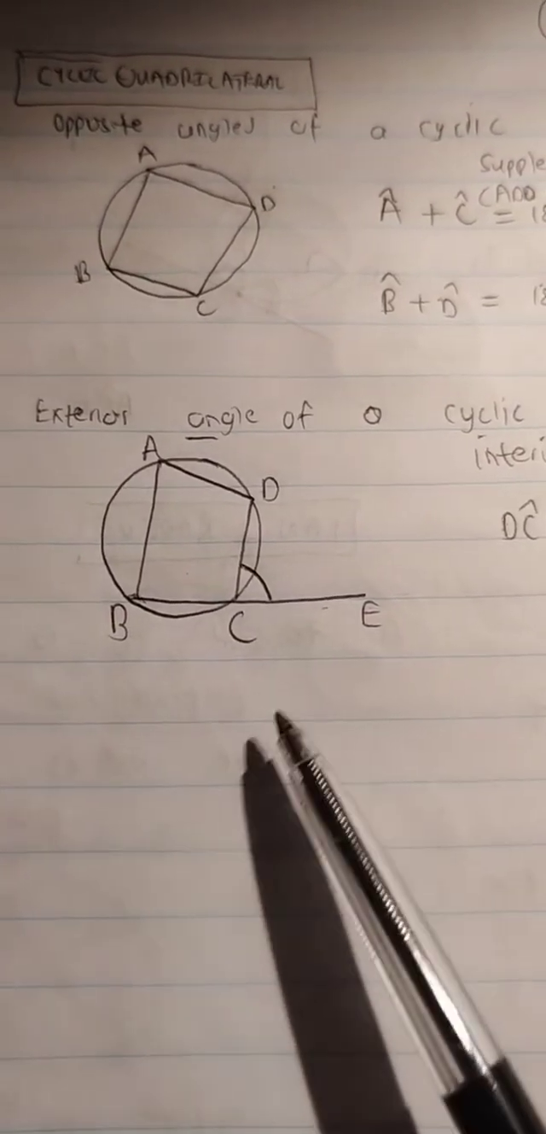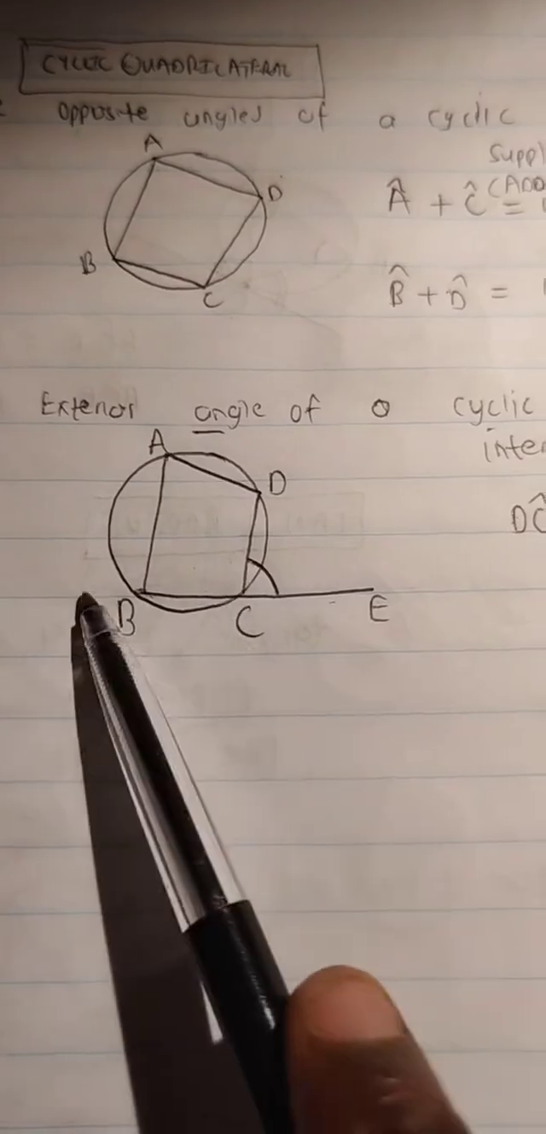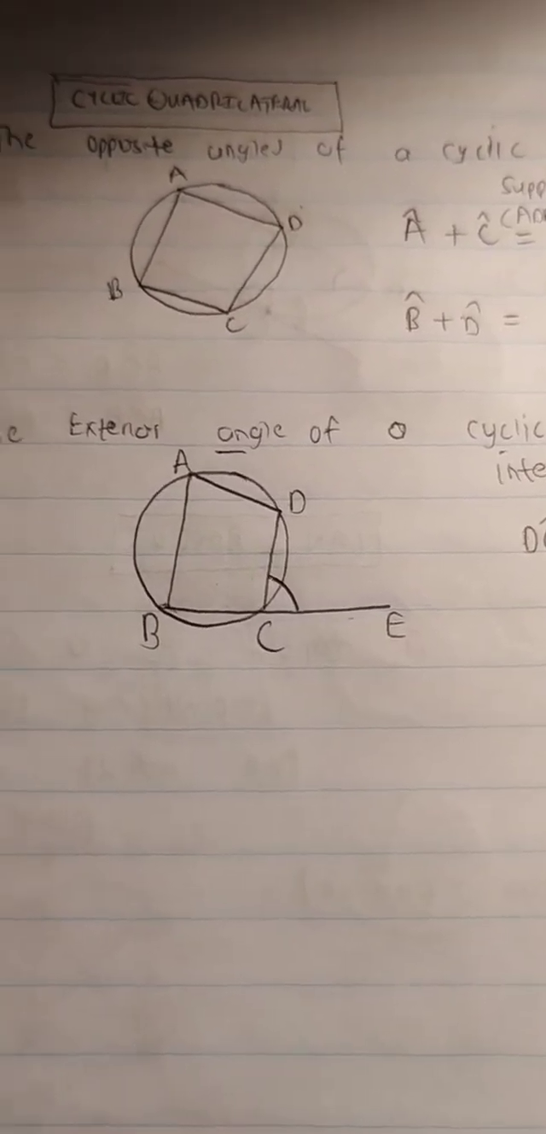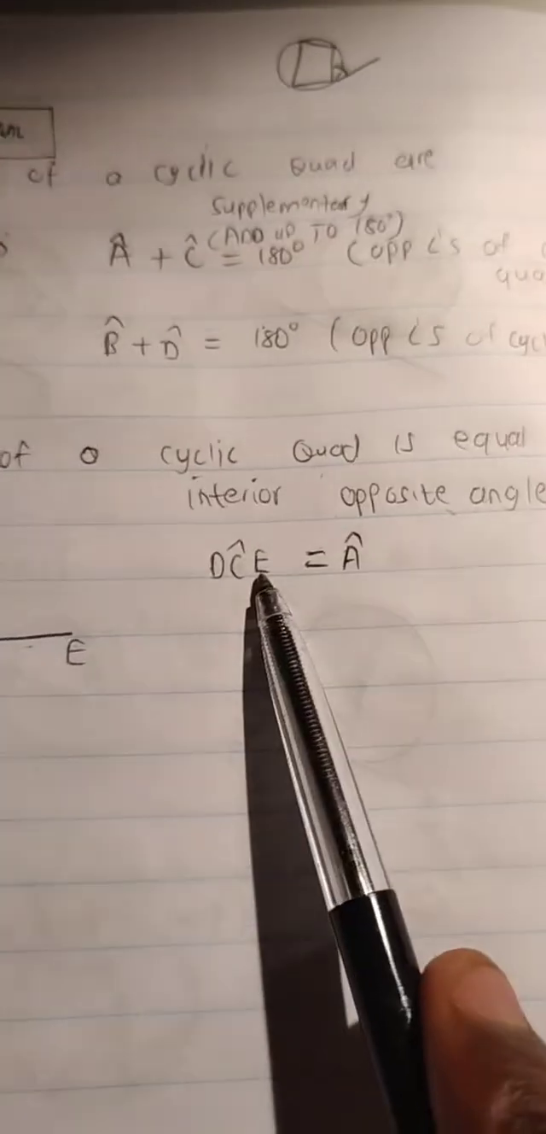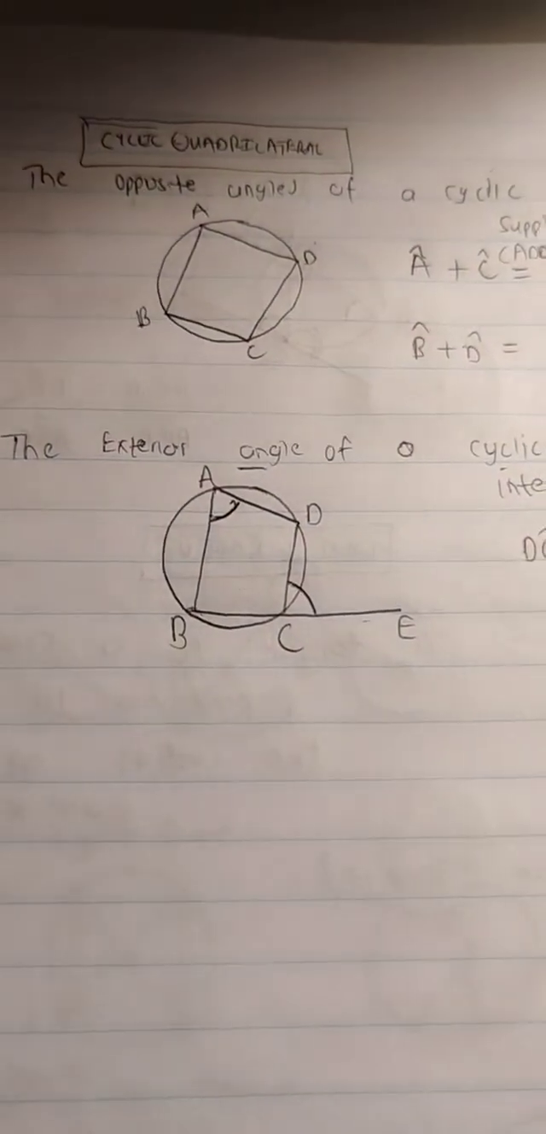So this is a true exterior angle because CE is an extension of BC in the same straight line. So it's a true exterior. So we can say angle DCE, which is the exterior angle, is equal to the interior opposite angle, which means it's equal to angle A. All right. Let's say we had something like this as well.